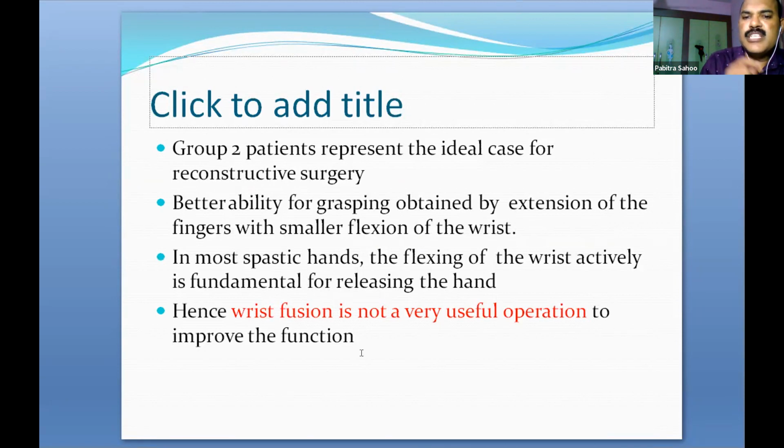Hence, wrist fusion is not a very useful operation to improve function. In contrast, in case of Volkmann's ischemic contracture, or other varieties of lower motor neuron type flaccid paralysis, we go for wrist arthrodesis. We stabilize the wrist, then go for tendon transfer. But in cerebral palsy, wrist fusion is not ideally advised, because even after surgery the child may still depend on some amount of wrist flexion, because 20 degrees of wrist flexion is still permissible for hand function to come under Zancolli's type 1.